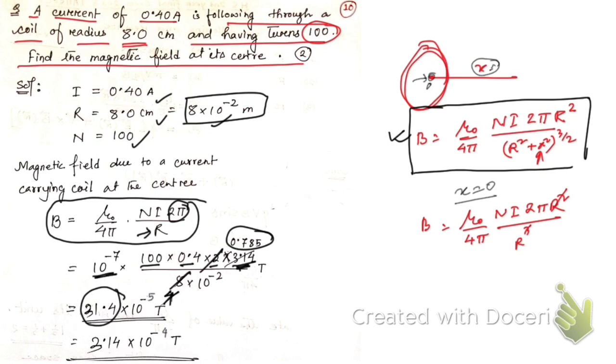And if you divide 10 to the power 7 by 10 to the power minus 2, then it gives 10 to the power minus 5. And if you write this decimal here, then it will be 3.14 into 10 to the power minus 4 Tesla. This is the required answer. So hope you have understood this.